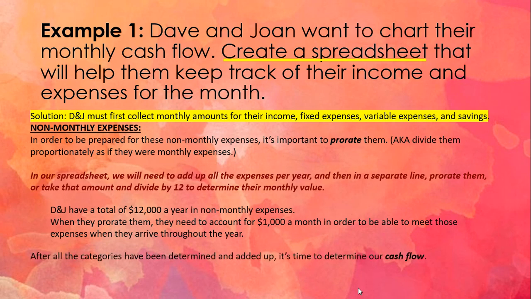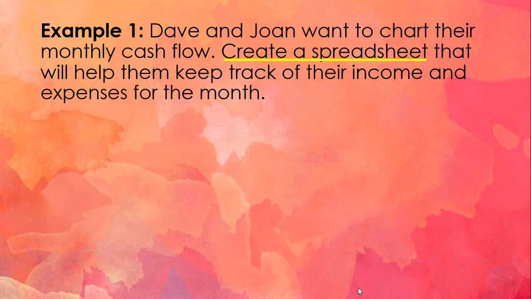After all the categories have been determined and added up, it's time to determine our cash flow, which is the purpose of all of this. So, cash flow, money coming in versus money going out. Do we have a positive cash flow? Do we have more money coming in than going out? Do we have a negative cash flow, less money coming in and more money going out? In order to determine cash flow, we're going to make a line for this on our spreadsheet. We're going to add up all of the expenses in one line, and then to figure out the cash flow, I just need to take that number and subtract it from my income.